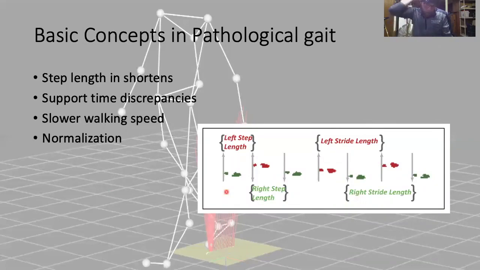So as far as pathological gait is concerned, we look at a few things. Step length may shorten. Support time, so support time discrepancy. You might actually see a lot more double support in a pathological gait, slower walking speeds, and normalization. So trying to battle the body into a more efficient gait, and the abnormal gait becomes their normal gait.